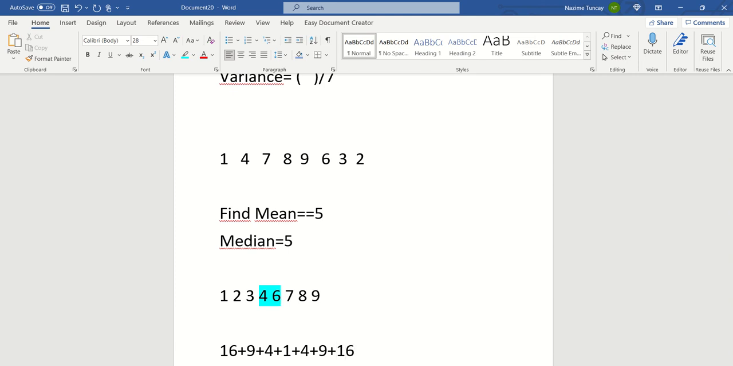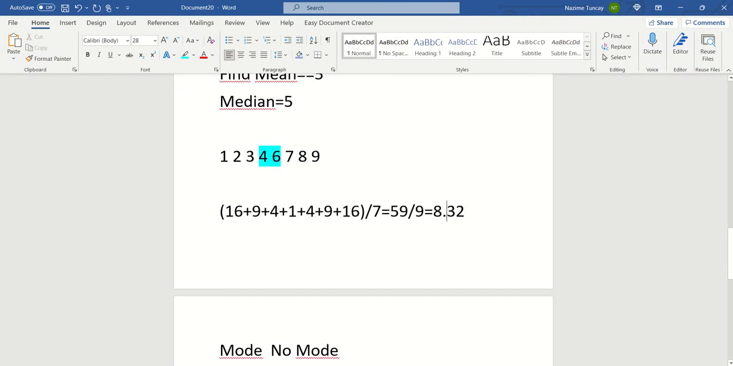So I add all these numbers and I divide by 8 minus 1. I divide by 7, that's variance, okay? Divide by 7, you get, total is 59 over 7. So that's 8.32. Wait. So I divided with which number? I divided with 7. Okay. Yes. And the steps for variance and standard deviation.